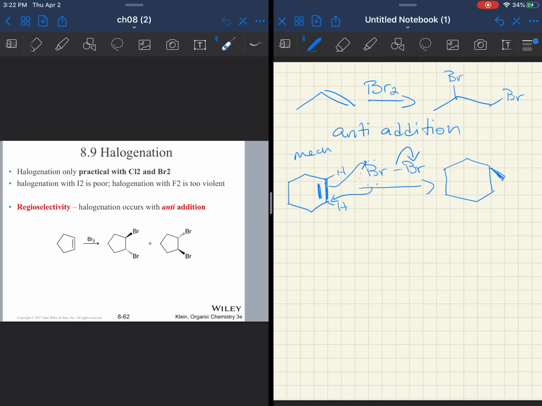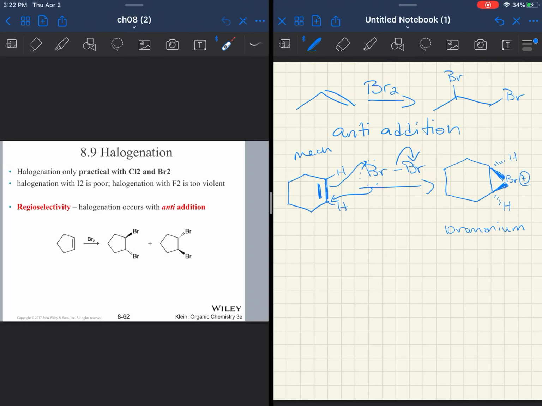What can be really helpful to memorize here is this intermediate. So let's say that the bromine is adding to the front. It either needs to be the front or the back, but both of these bonds need to be the same, both wedged or both dashed. Can't have a three-membered ring with a wedge and a dash. This is called a bromonium ion.